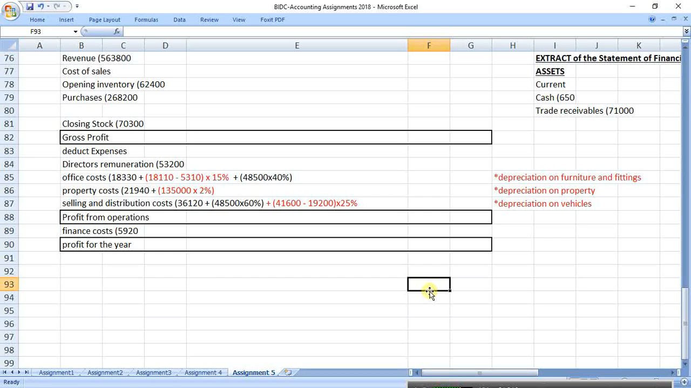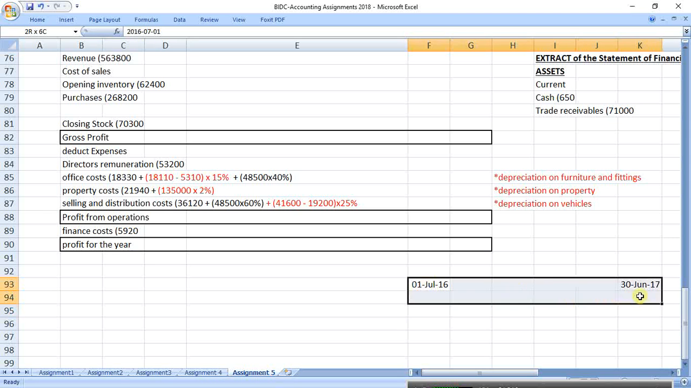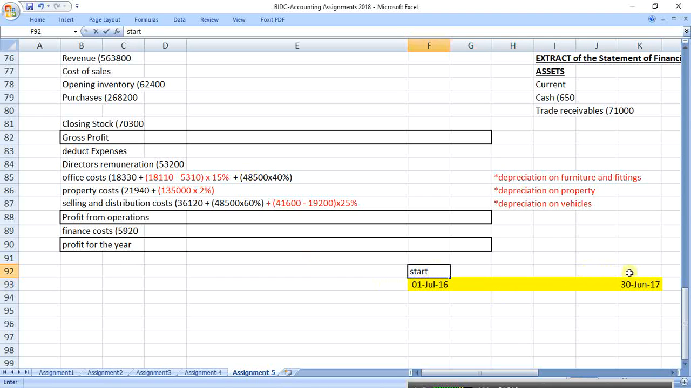The first date that we need is the year end. What is the year end? 30th of June. So that's year end. Let's write that at the end here: 30 June 2017. That's the year that we're looking at. So 1st of July 2016 would have been the start. I'm looking at a financial year that has that start and that end.